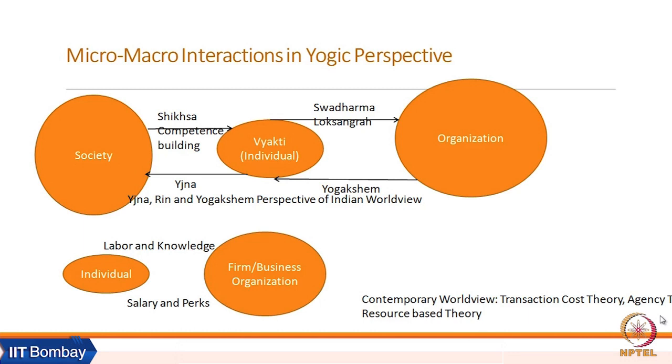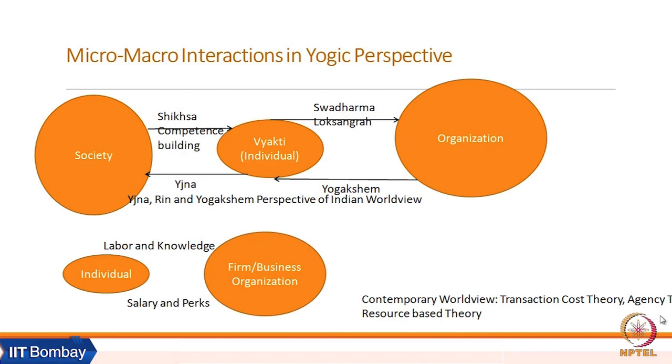How can that yogakshem be maintained? Yogakshem can be maintained only when vyakti, the individual, works for the purpose of yajna, for the purpose of tyag, for the purpose of contributing to the larger system, that is lokasangraha. So, lokasangraha or yajna has to be performed by vyakti. Yogakshem has to be performed by organization and society. That is essentially the relationship between micro and macro, vyakti and samashti, as conceptualized, understood, and not only understood, practiced in the Indian tradition or yogic tradition.